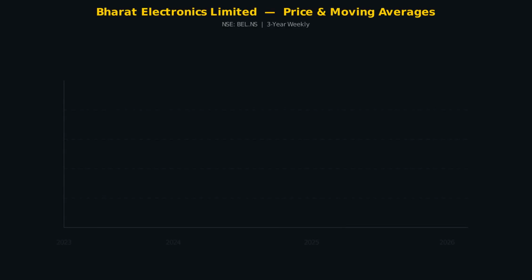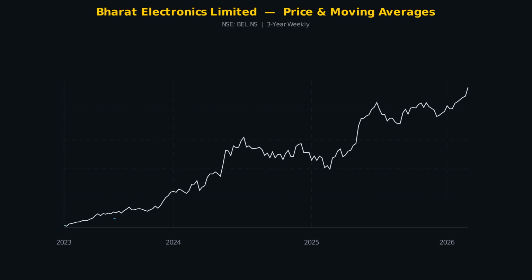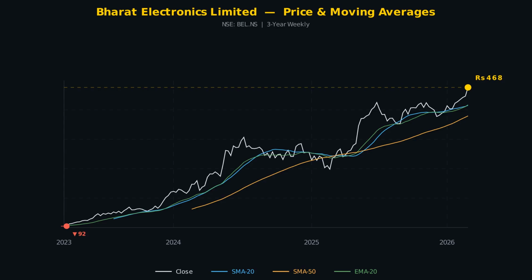Bharat Electronics Limited is currently at Rs 468. The SMA 20 is at 420, and the SMA 50 is at 391. Price is above the 50-period average, indicating a confirmed uptrend. Watch how the moving averages act as dynamic support and resistance throughout the 3 years of price history shown here.